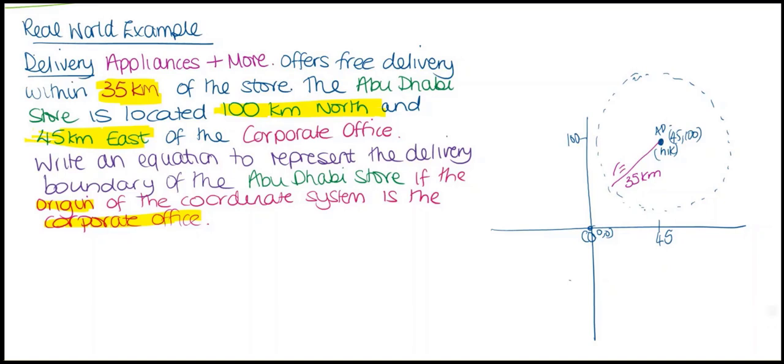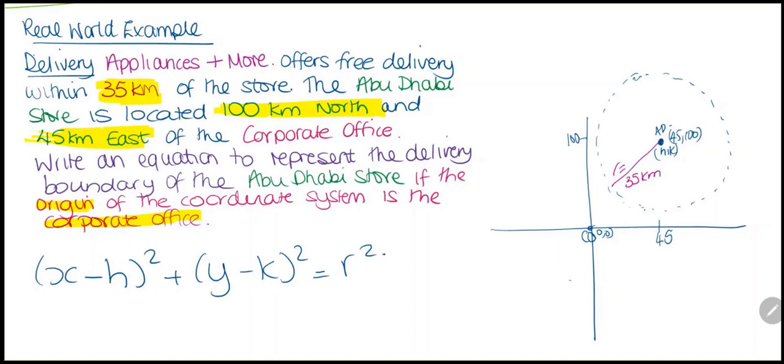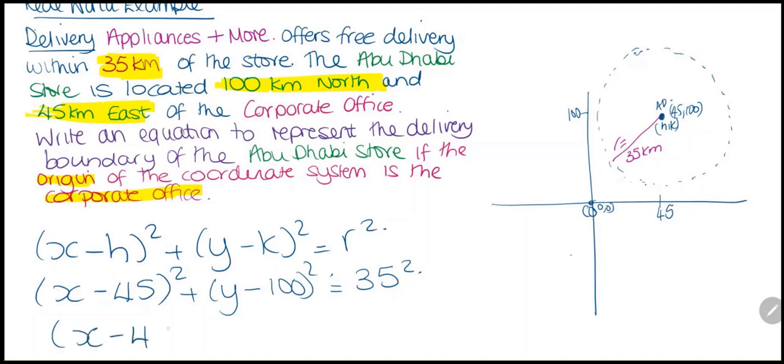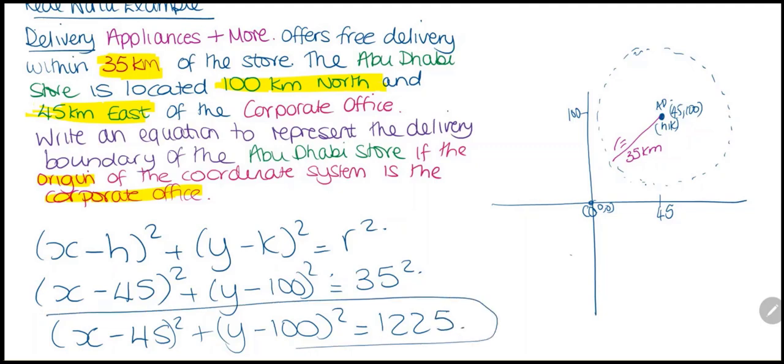So now we need to look at our equation. First of all, it's not at the origin, so we're going to be using x minus h squared plus y minus k squared is r squared. Now we're going to substitute in the values that we know. So r is 35, so 35 squared. Then x, our h value, is minus 45, and that's squared. And then we have y, and our k value is 100, so it's minus 100 squared. So we'll have x minus 45 squared plus y minus 100 squared is 1,225. So this is our equation of our circle.